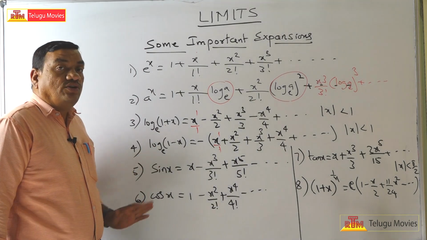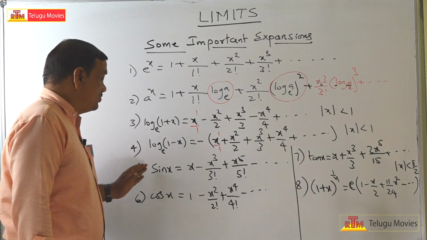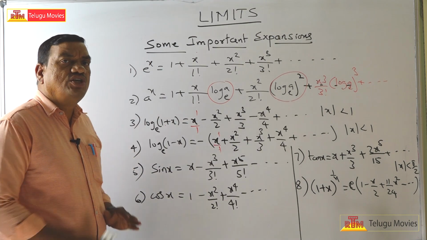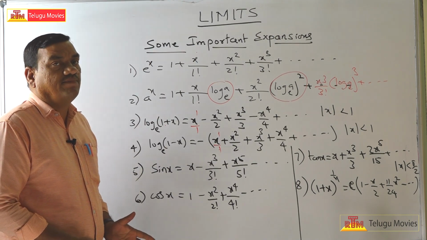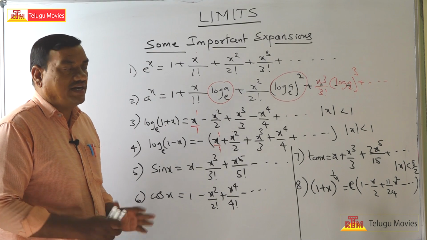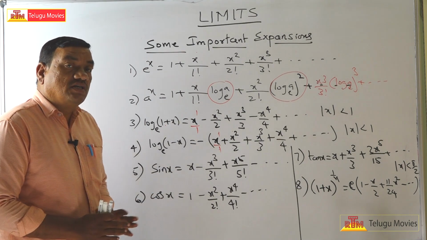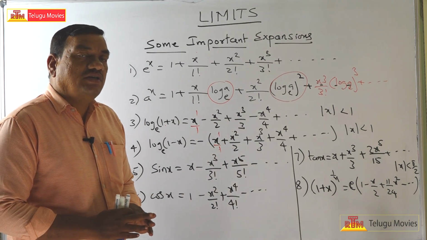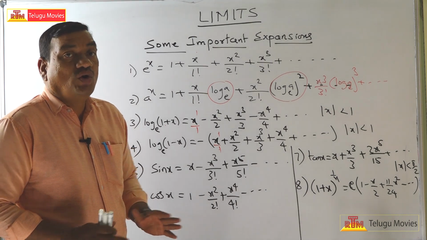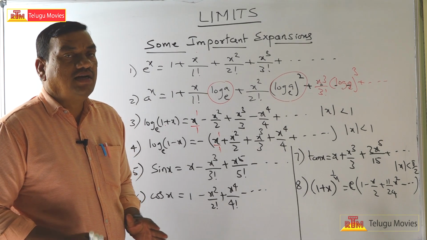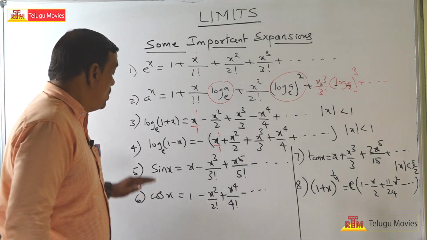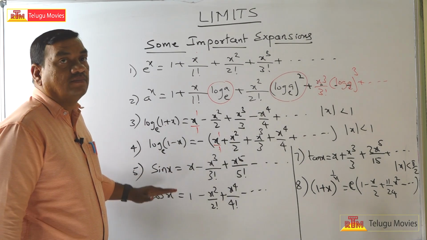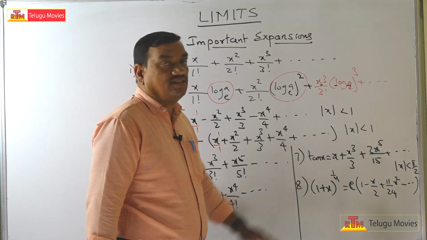These two, like that, you have to remember. Now, coming to sin x, cos x, tan x. These three expansions you learn at a time. Don't learn each expansion individually. Don't memorize it by heart. Think in a logical way. All three expansions: sin x, cos x, tan x.